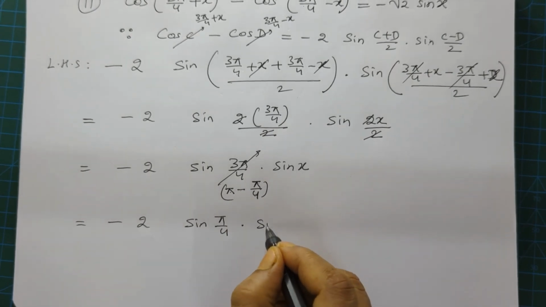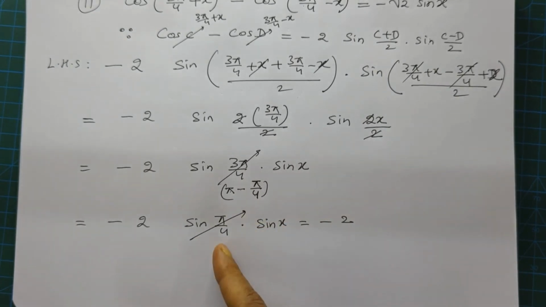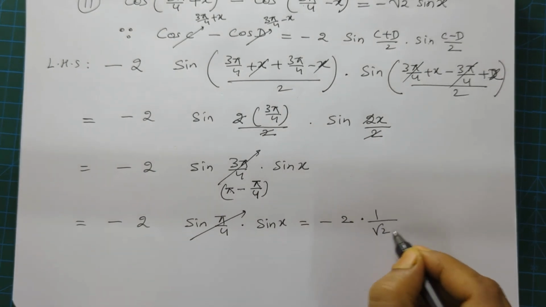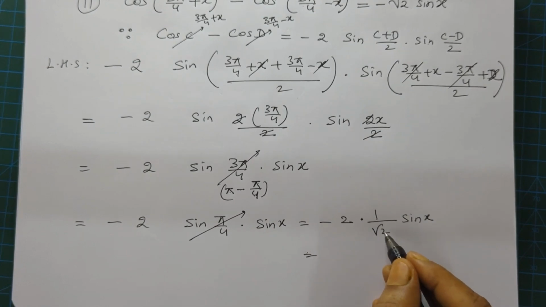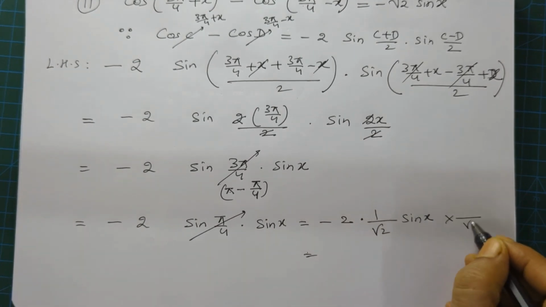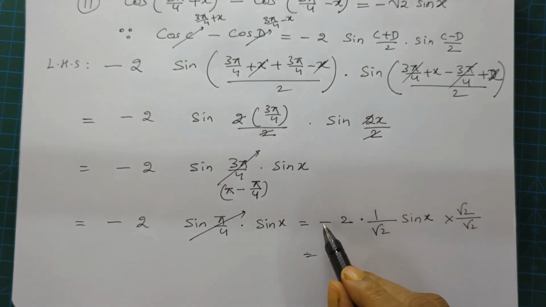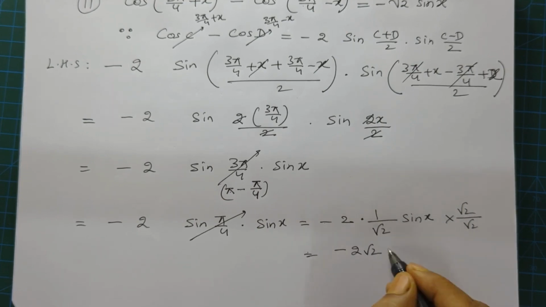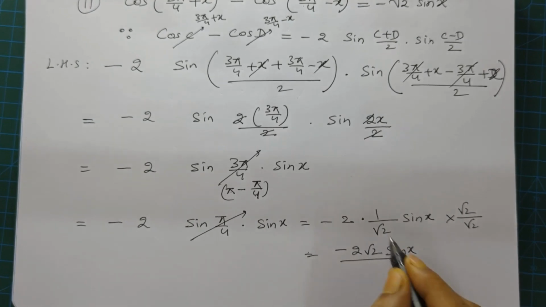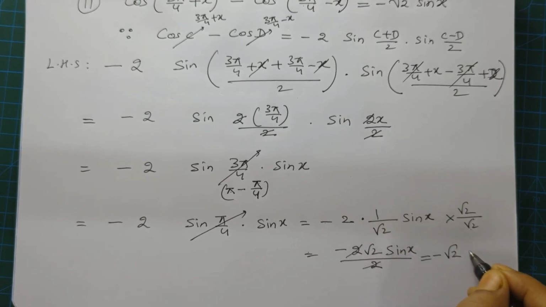And then we have here sine x. Now negative 2 times sine π/4, which is sine 45, is 1 upon root 2, times sine x. The moment we get it like this, irrational numbers in the denominator are not allowed. So we multiply the numerator and denominator by the rationalizing factor, that is root 2. Negative 2 times root 2 is negative 2 root 2, sin x is in the numerator, and the denominator root 2 into root 2 is 2. You can cancel this and we land at negative root 2 sin x, and this happens to be the right hand side.